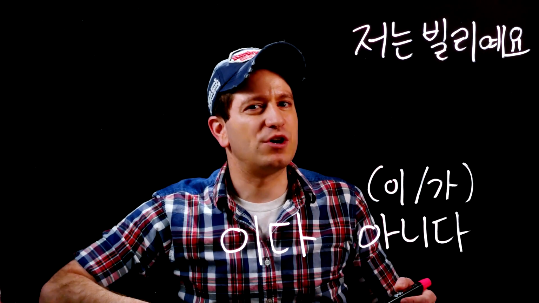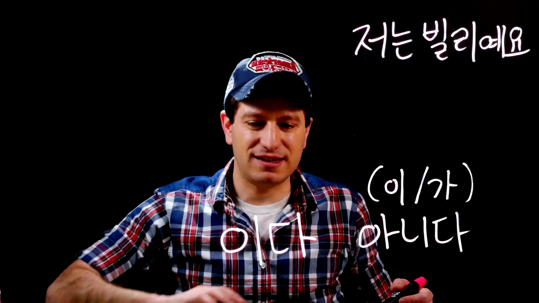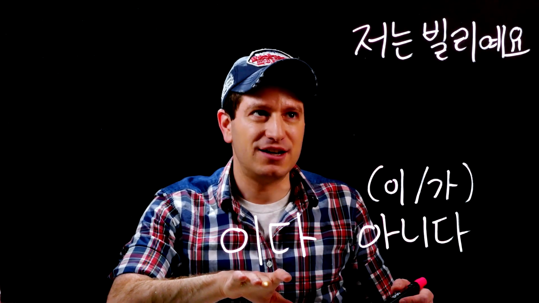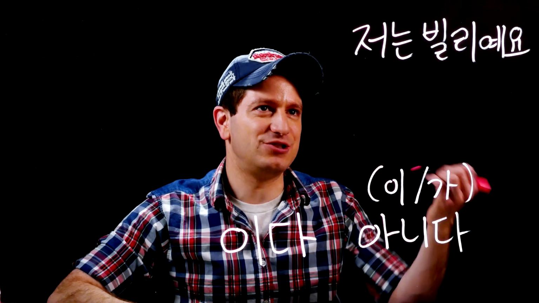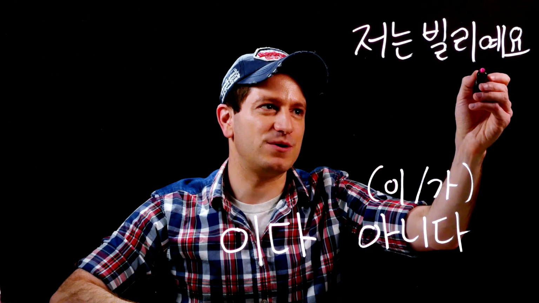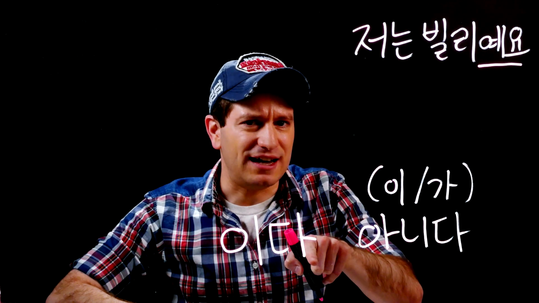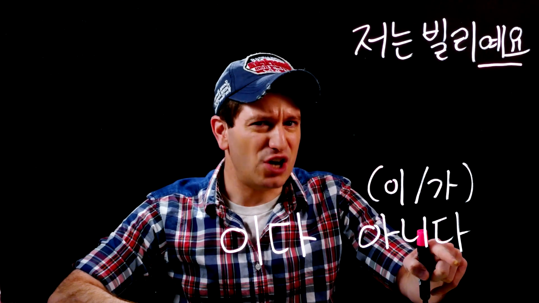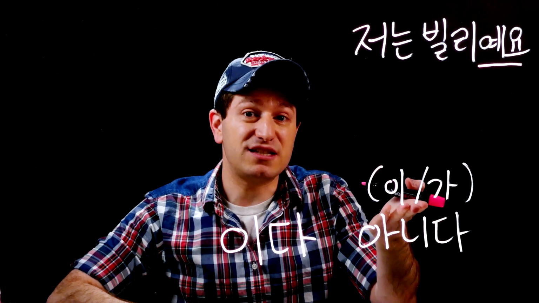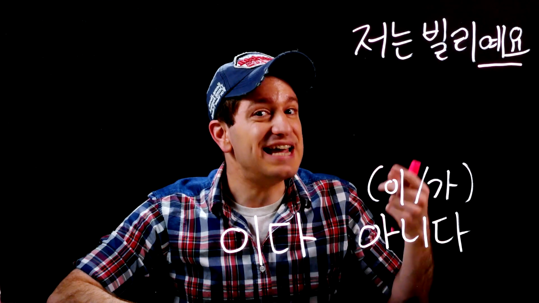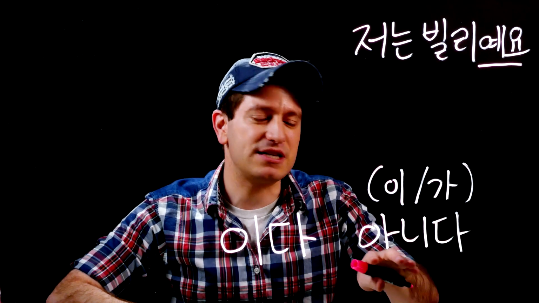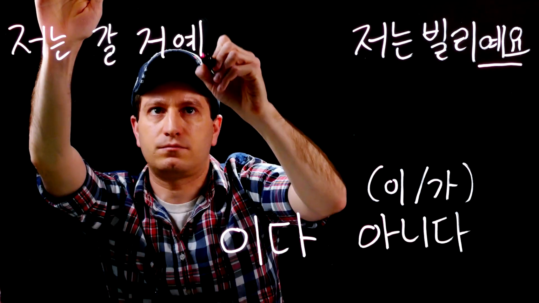Another exception where you don't want to add a space is with the verb 이다, to be. So if you wanted to say I am Billy, you just say 저는 빌리예요. There is no space here ever. But this is only with 이다. If you're using the verb 아니다, to not be, well, this one's used with the subject marker and you would put a space after that. So this one is not directly attached.